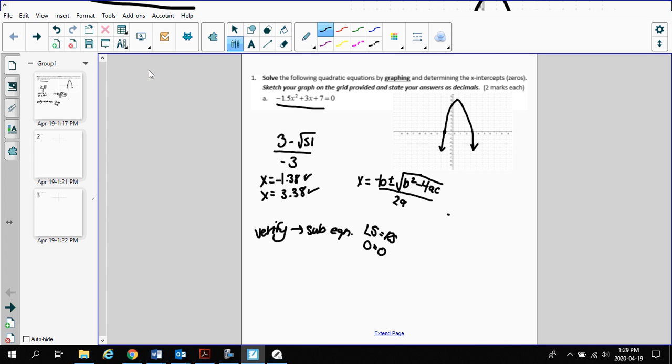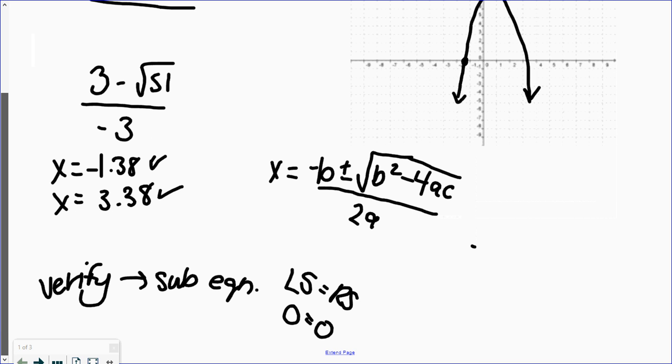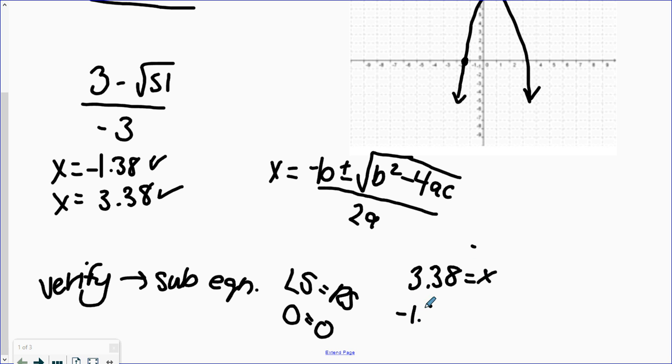So let's do this. I'm just going to do the second one. So 3.38 is equal to x. So our original equation was negative 1.5 x squared, 3.38 squared, plus 3 times 3.38 plus 7 equals 0. Oh, I've run off the edge of the page.